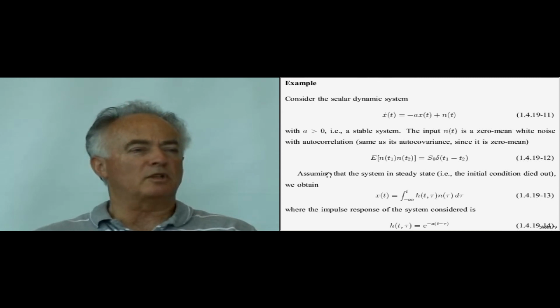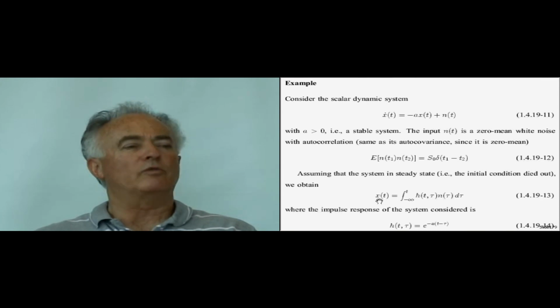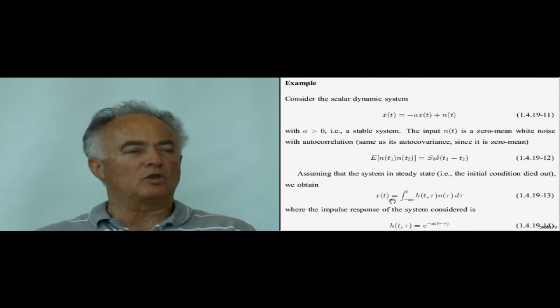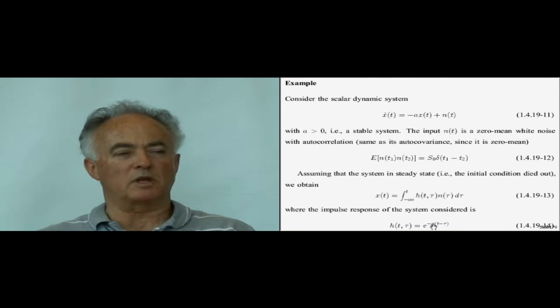If the system is in steady state, namely the initial condition died out, we can obtain the response of this system to the input noise driving function n of tau as the integral of the product of the impulse response h(t, tau) n(tau) d tau. This impulse response for the above system is e to the minus a (t minus tau). So if an impulse comes in at time tau, the output at t is given by this function.